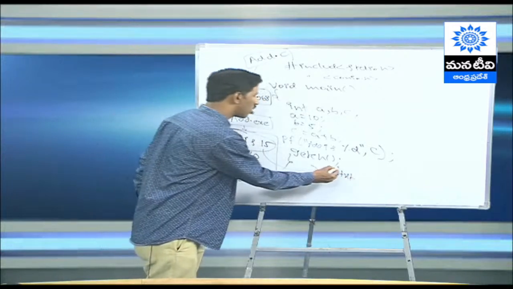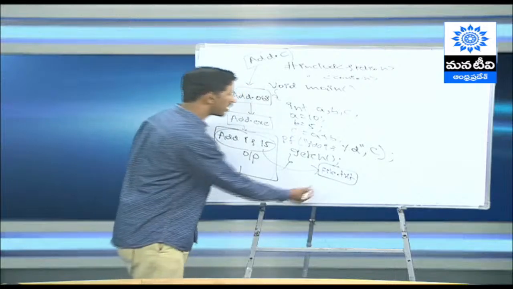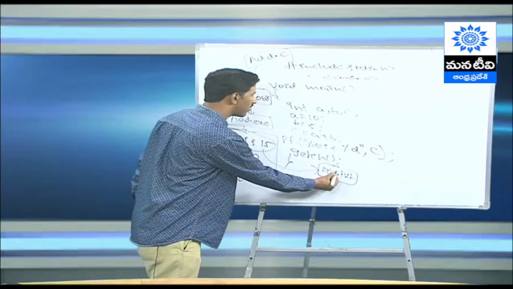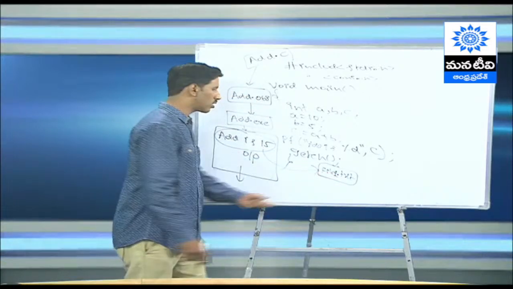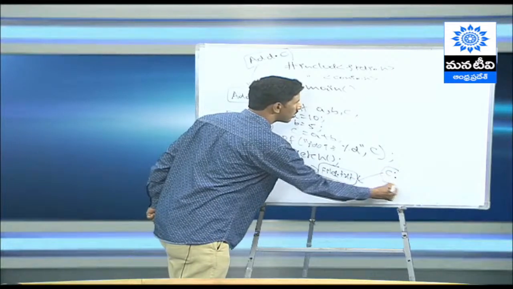What is meant by .txt? A Notepad file. Suppose I used file1.txt. This is the name of the file I created. Now this output I want to send to file1.txt. Now where do I want to save this file? C drive or D drive.